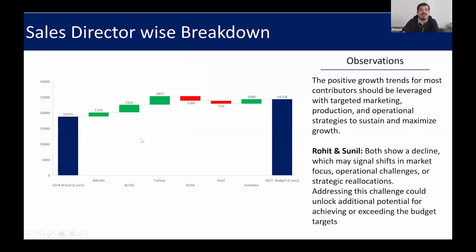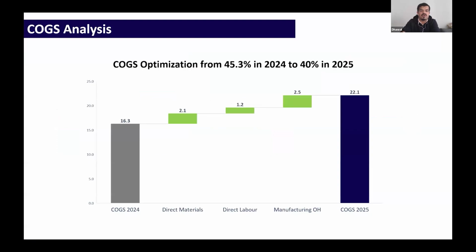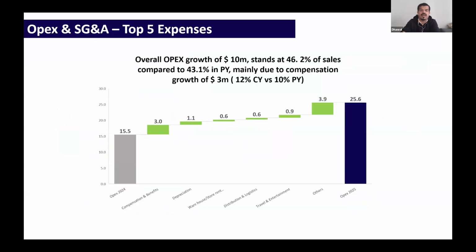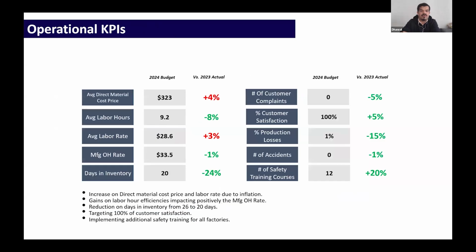Sales director, their numbers, who is doing better, who is doing worse, right? What are their targets for this year, all of that stuff. Then cost of goods sold and OPEX, right? Cost of goods sold, how my cost of goods sold is being optimized from 45% to 40% in the current financial year, and what are the efficiency improvements that we are undergoing, right? Again, top 5 expenses, my depreciation, my compensation and benefits, all of these things, how are they moving compared to the previous year? Again, a lot of usage of waterfall charts.